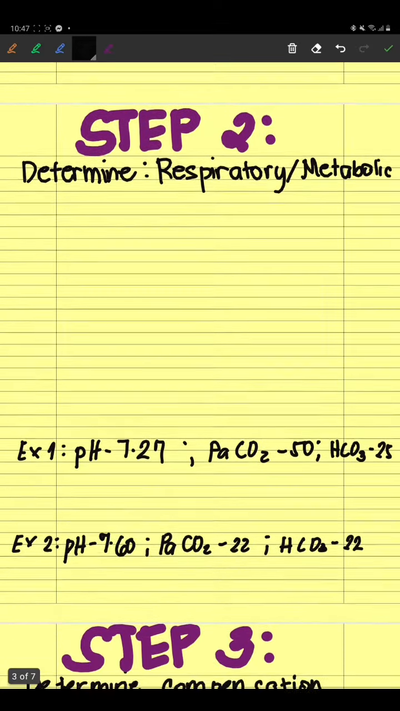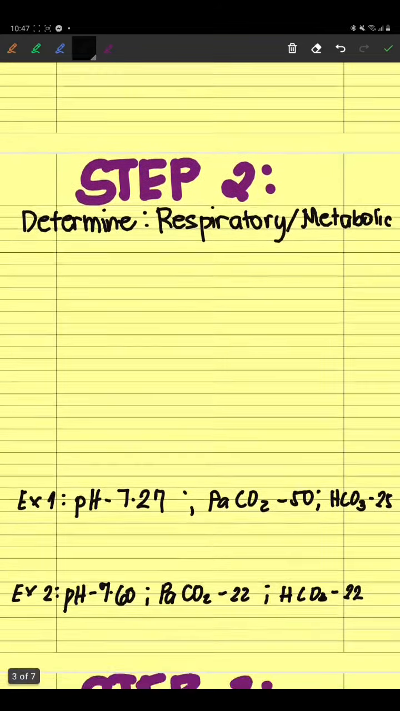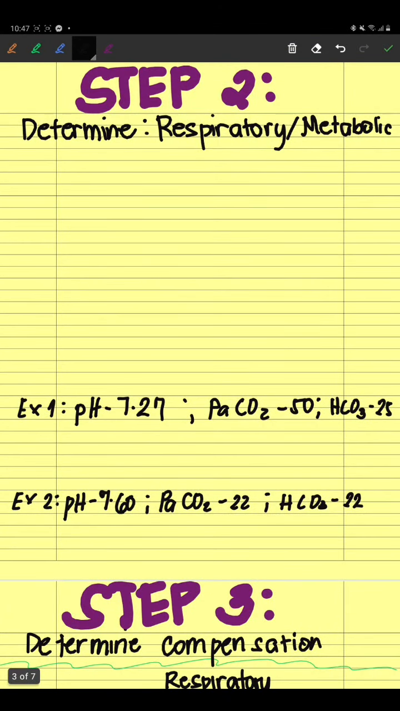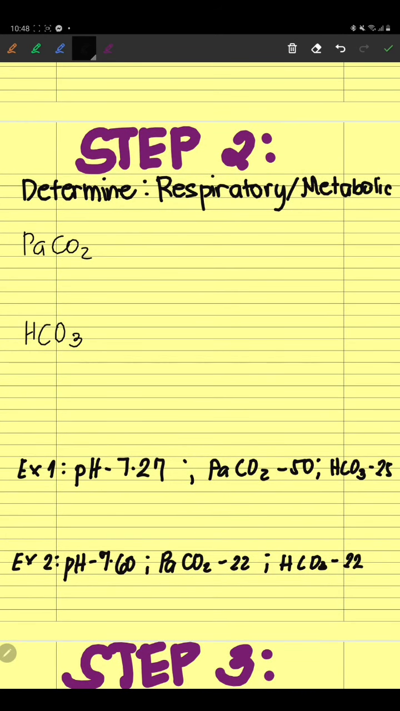For your step 2 naman, once you determine the pH value of step 1, now let's determine whether the value is respiratory or metabolic. So how will we know if it is respiratory or metabolic? We will now look into the partial pressure of carbon dioxide. And we also have here the bicarbonate levels.